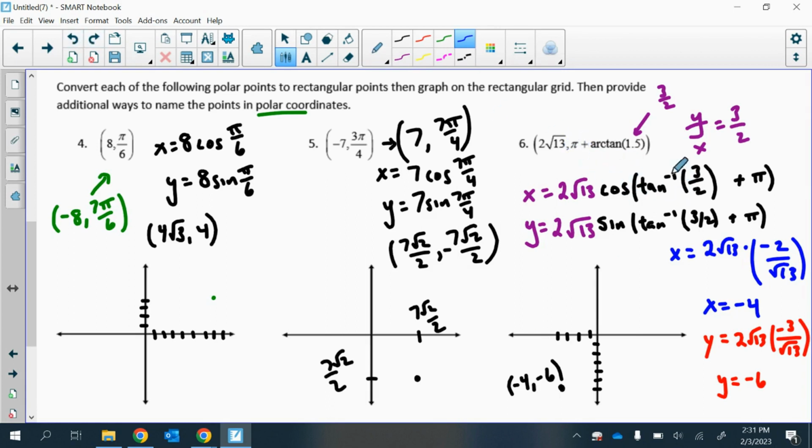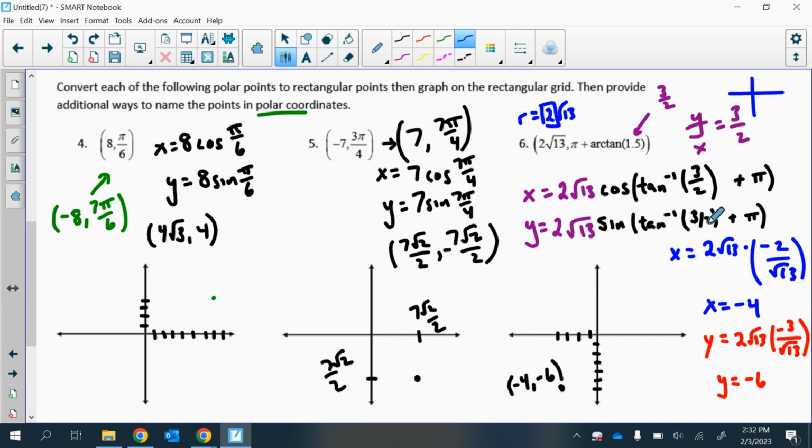Then, if arctangent is 1.5, that basically means that my ratio of y to x is 3 over 2. And if I do r equals 2 root 13, that means that 3 squared plus 2 squared is root 13. Everything's just going to be multiplied by 2. So my ratio of 3 to 2 means that my y is going to be 6 and my x is going to be 4. Or I could actually just plug the things into the formula in order to get them.